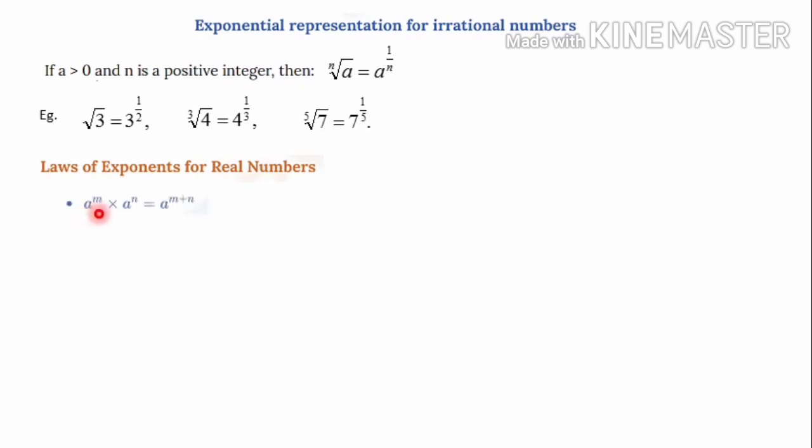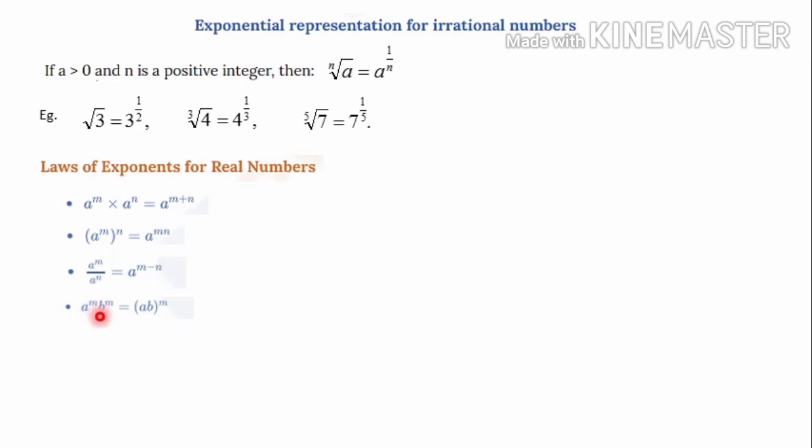The first one is a power m into a power n, that is equal to a power m plus n. Here the bases are the same, a, so we have to add the powers, m plus n. Next is a power m, the whole power n, is equal to a power m into n, just multiply m and n. Next is a power m divided by a power n. Here it is division and the bases are the same, so you have to subtract the powers, that is a power m minus n.